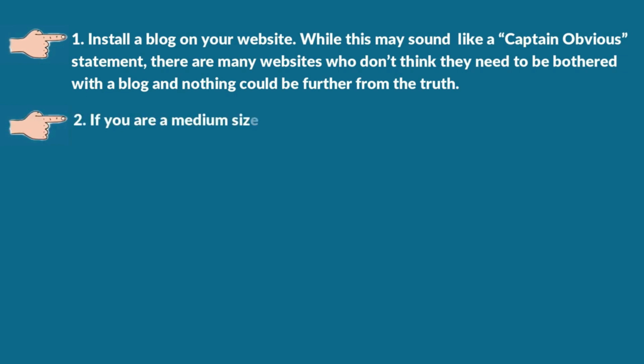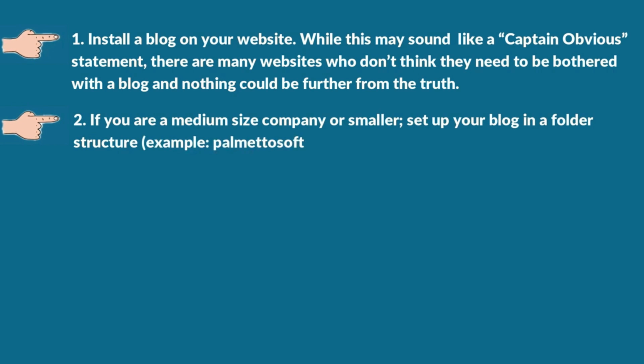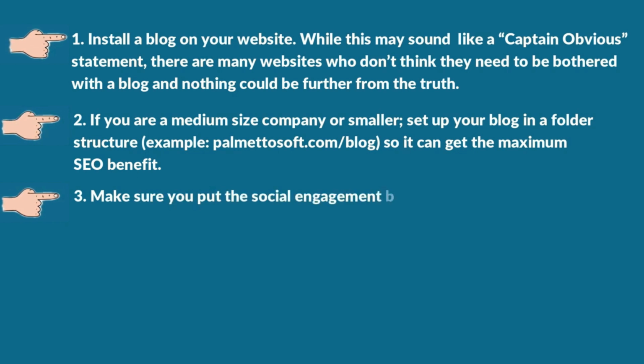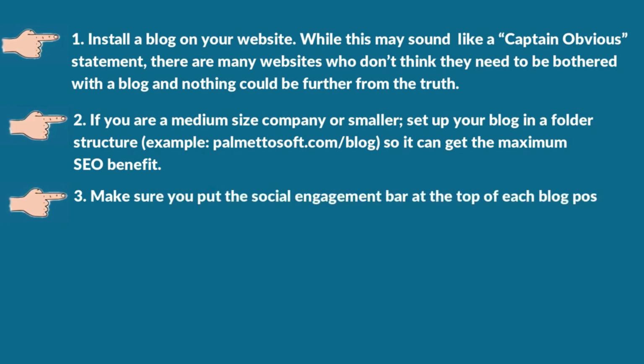Number 2, if you're a medium or small business, under 1,000 employees, make sure that your blog is set up in a folder style format, such as PalmettoSoft.com/blog. Okay, that's going to help you a lot for SEO value when you're blogging. And number 3, make sure that your social engagement bar is activated above each blog post.